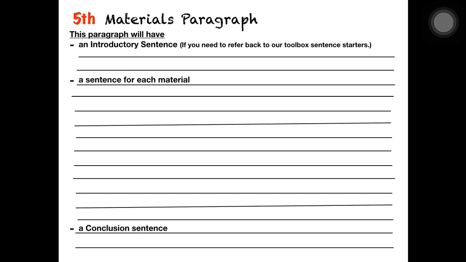Let's take a look at our homework sheets. Okay. The 5th step is your materials paragraph. And this paragraph, you can go ahead and either print this paper out, or you can use the link for the typable version. But you'll just need an introductory sentence. If you need to refer back to our toolbox sentence starters for some of your introductory sentences, don't be afraid to do that. Just go back to the first week of class and grab that paper and use those topic sentence toolbox starters. So you'll do an introductory sentence, a sentence for each material, and a conclusion sentence.